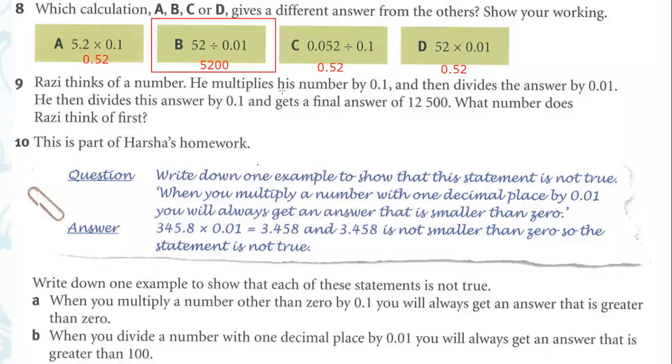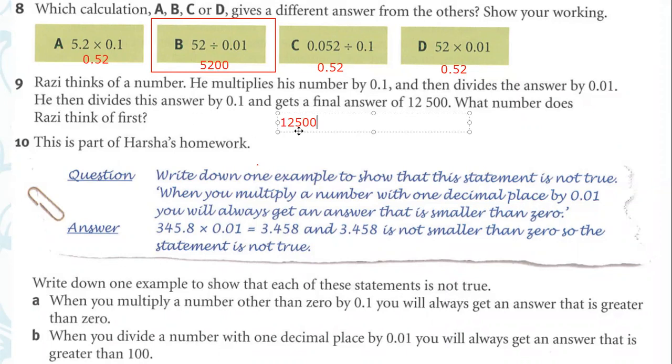Okay, Razi, think of a number. He multiplies his number by 0.1 and then divides by 0.01. Then he divides its answer by 0.01 and gets the final answer, that is 1205. So you just do the opposite operation. Let's suppose we highlight this number here. Okay, now the final answer is this. Which number is he thinking of? Now we move backward.